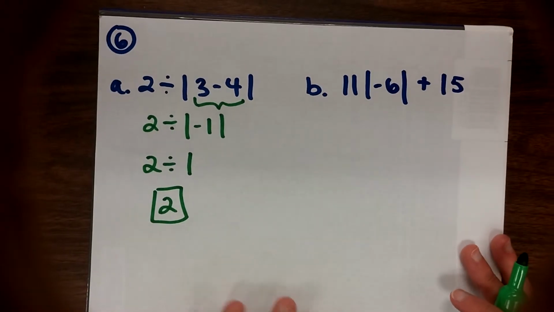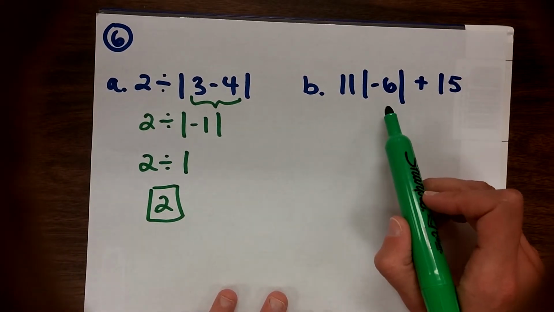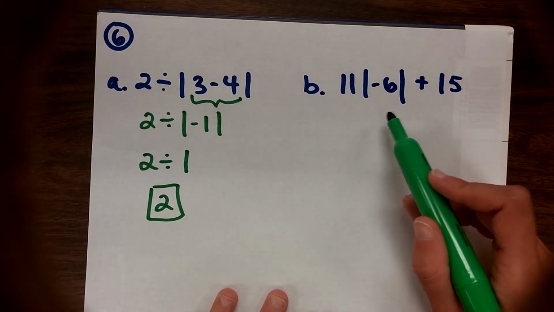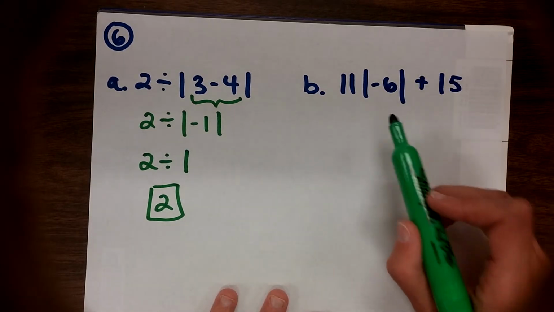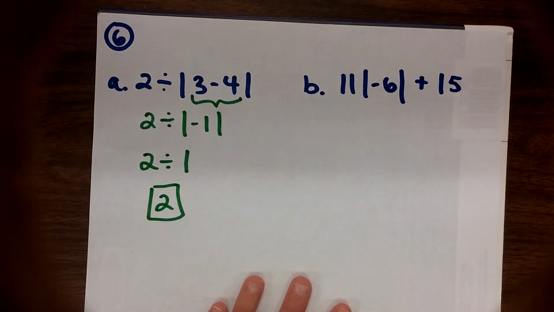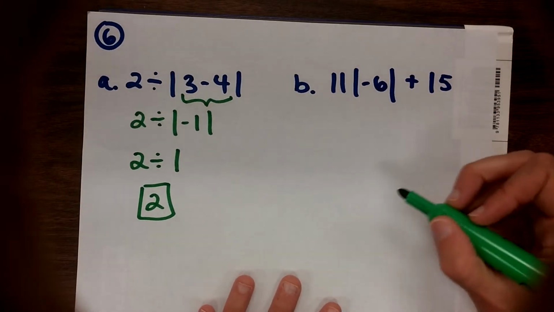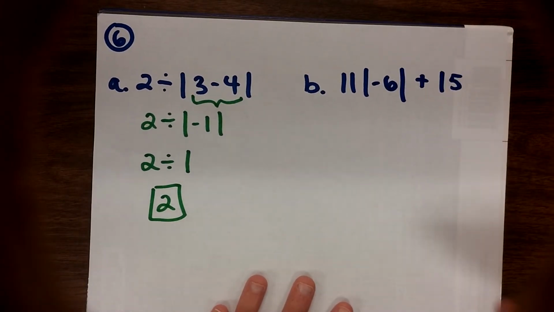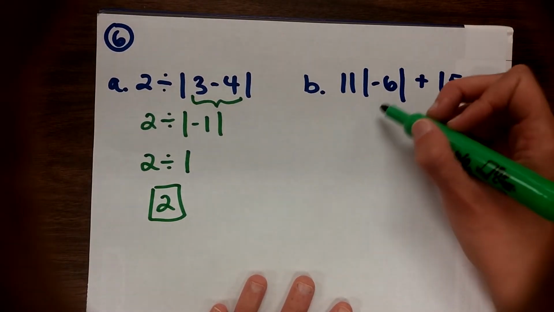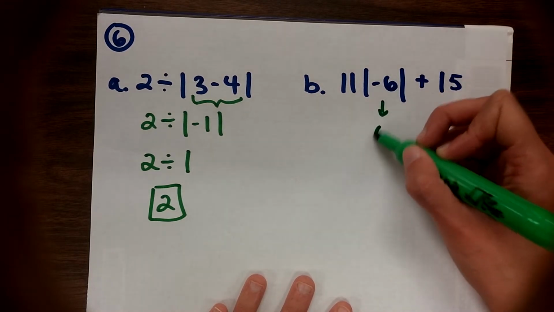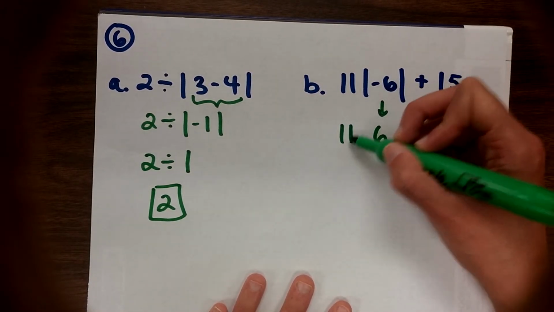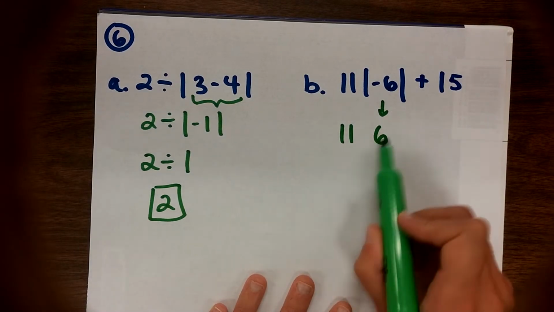So for B, we have absolute value bars with just a negative 6 inside them. So we can go ahead and evaluate what the absolute value of negative 6 is. Again, absolute value makes everything positive. So the absolute value of negative 6 is positive 6. So that's going to become just a 6. We still have our 11 out here. What should we put in between them?